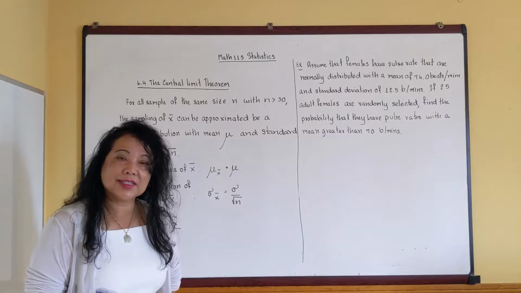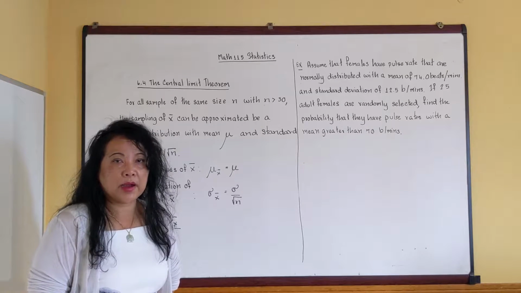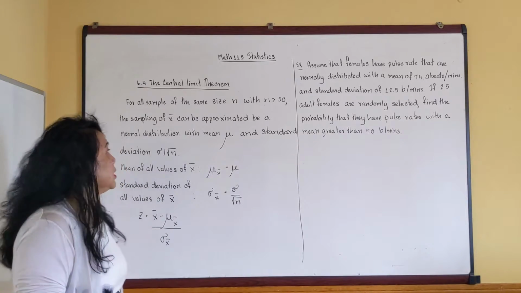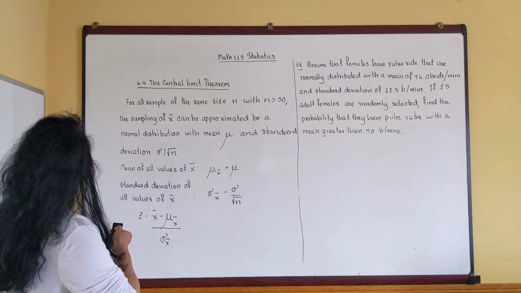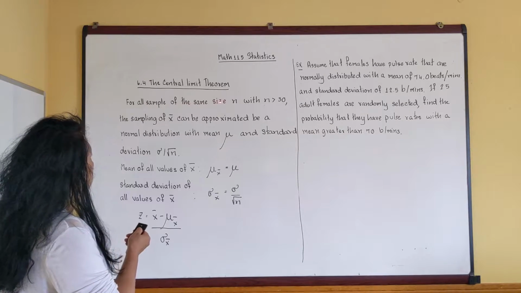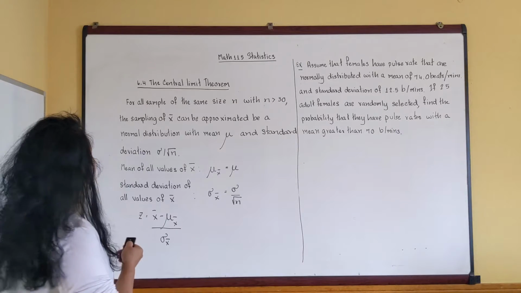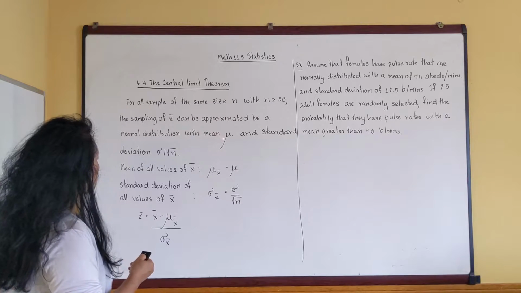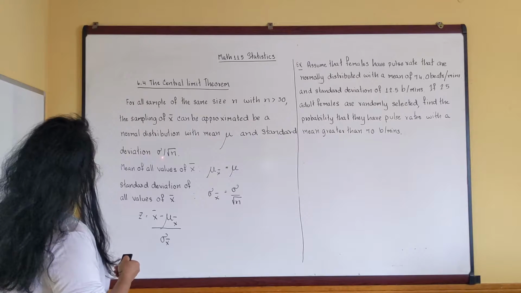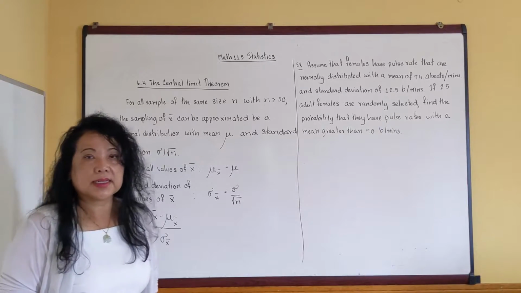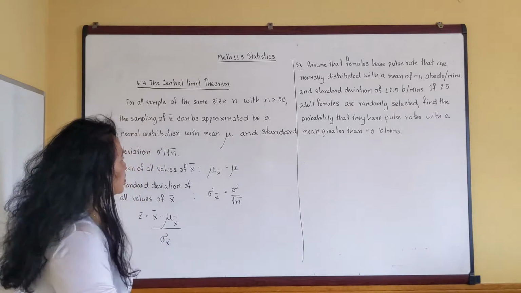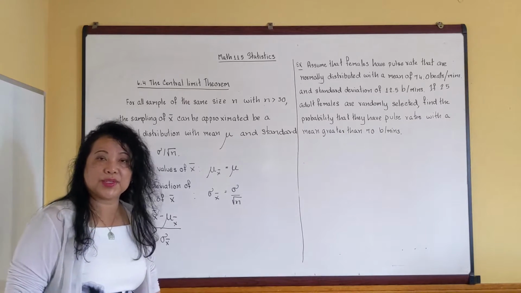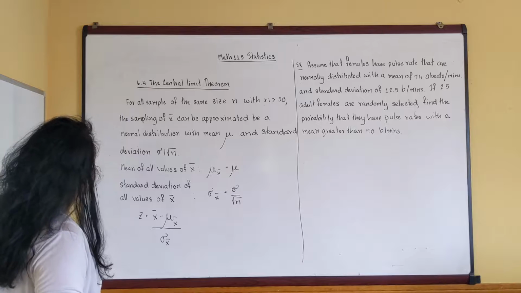If the population is normally distributed, you don't have to worry about the sample. Now, if the population distribution is unknown, you need to apply the central limit theorem, which states that for all samples of size n, with n greater than 30, the sample mean x bar can be approximated by a normal distribution with mean mu and standard deviation sigma over square root of n. So basically, if your sample size is at least 30, your sample mean will be approximately normally distributed. Let's go over some notation.